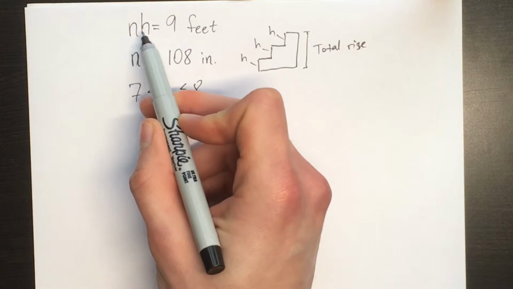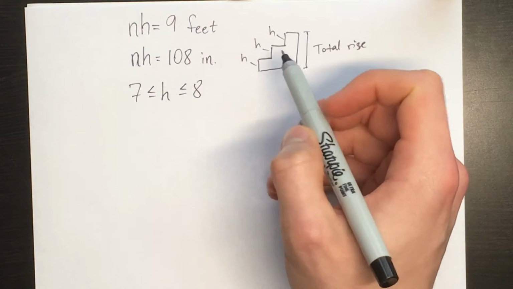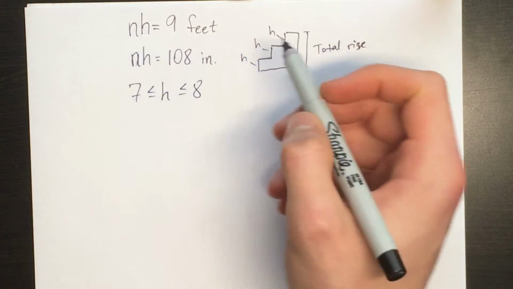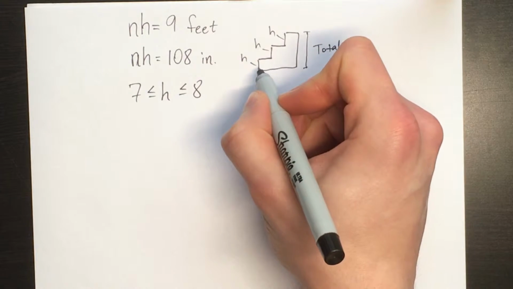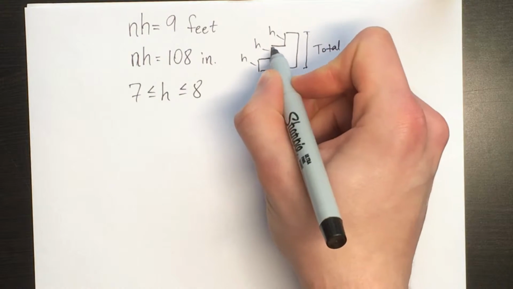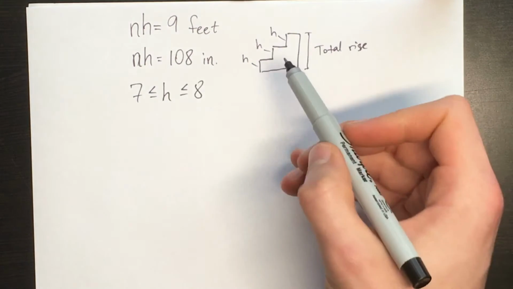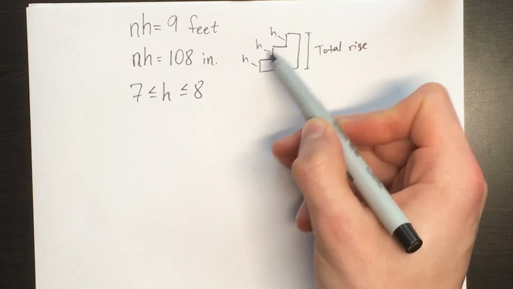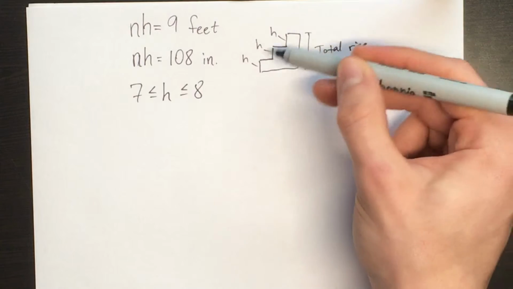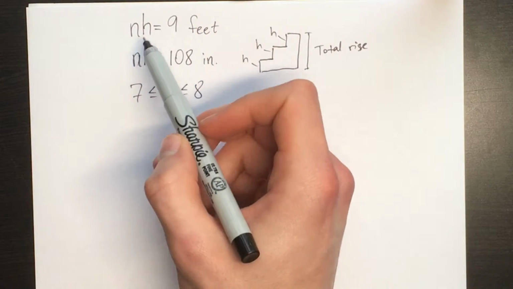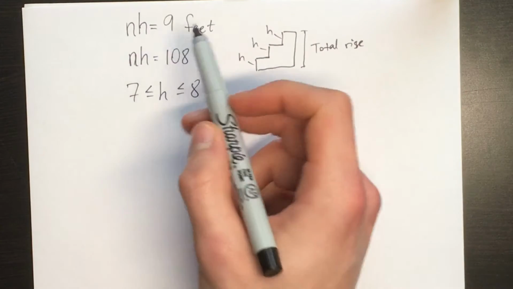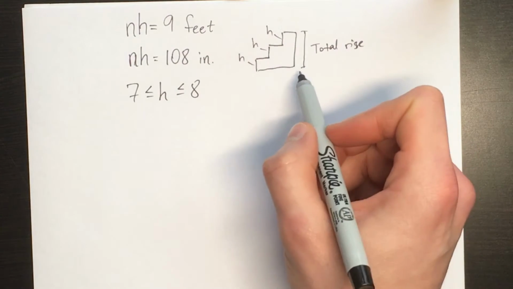And I wrote it as NH equal to 9 feet, where N is the number of stairs, because we see here that H is each one of these heights. It's the height of each stair. So the sum of them will be the total rise of the staircase, right? That's why I multiplied the number of stairs by H. We need that total height to be 9 feet.